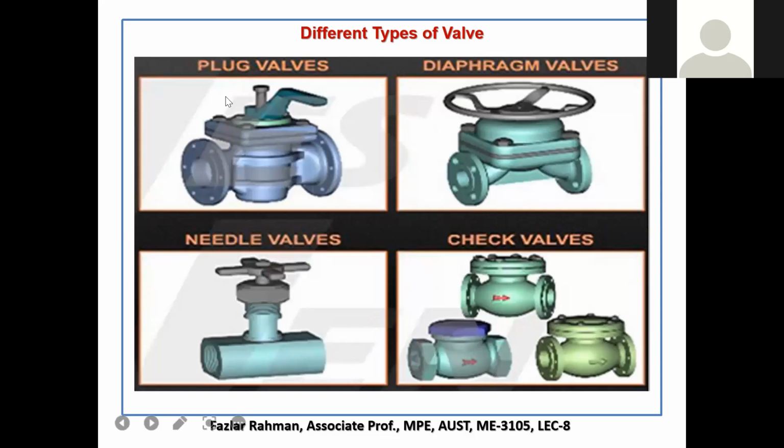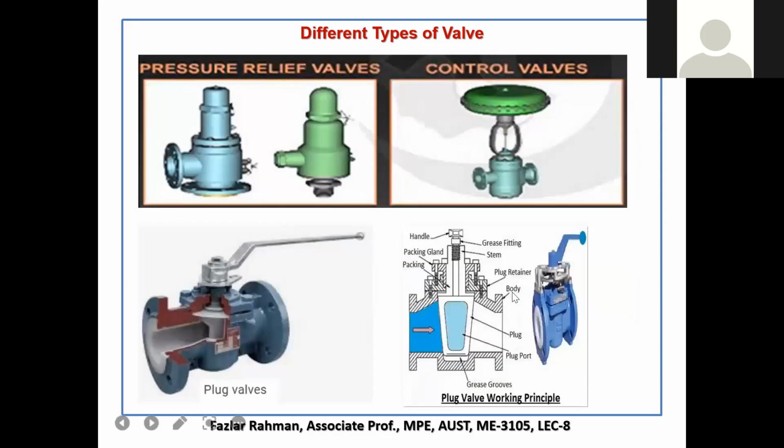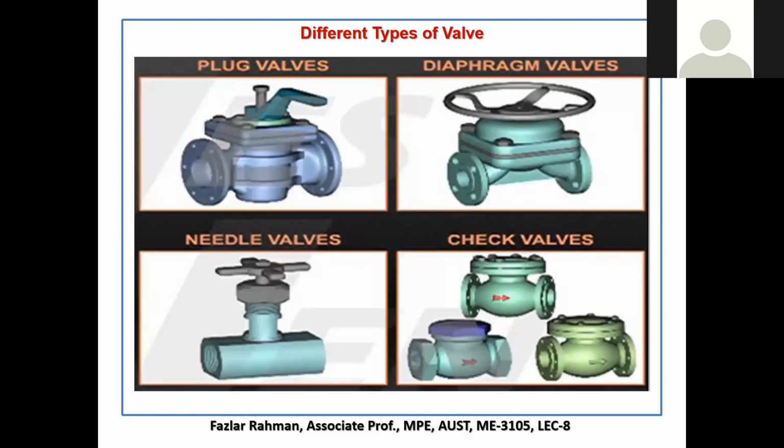And then plug valve, diaphragm valve, check valve, needle valve. Okay, what is the check valve? If you see the tube, they use a check valve. That means it allows the flow in only one direction. It doesn't allow the flow in the other direction. That is called a check valve.